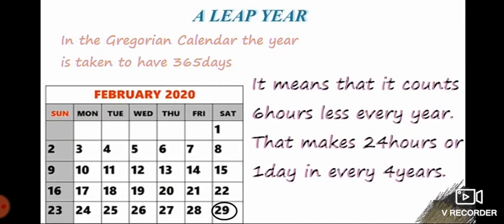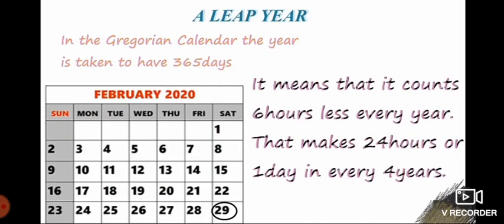Now on the screen you have a calendar of February 2020. February 2020 had 29 days. That means it was a leap year. Now we are in 2021. This is not a leap year. But when will the next leap year come? It will come in 2024.